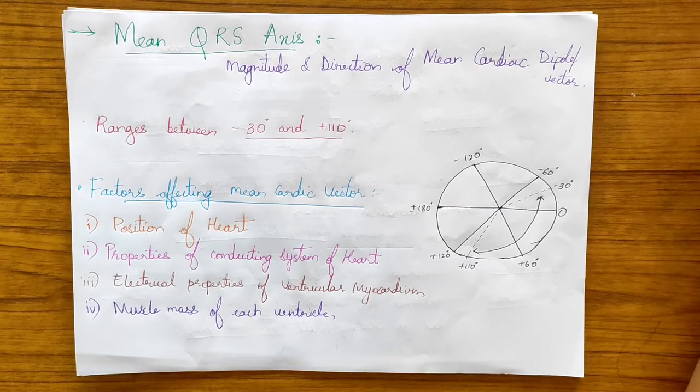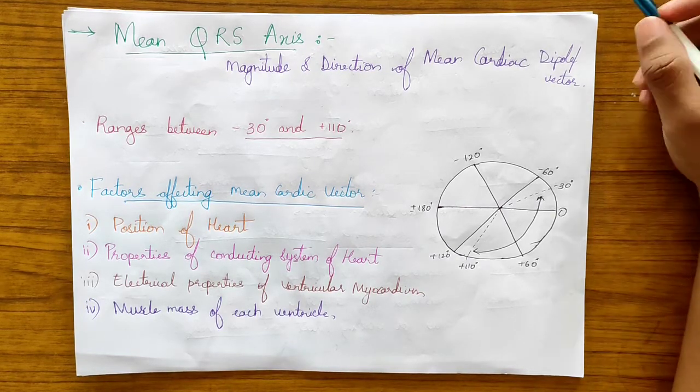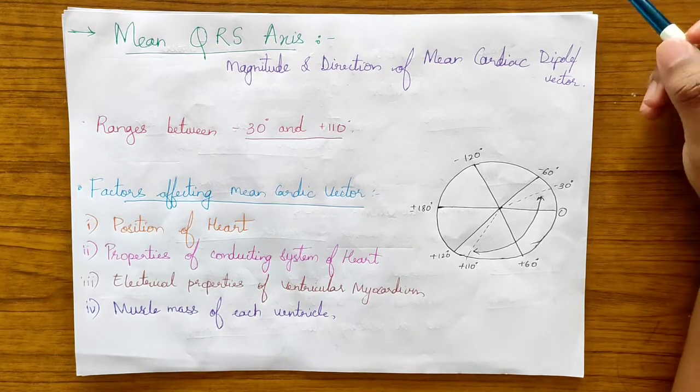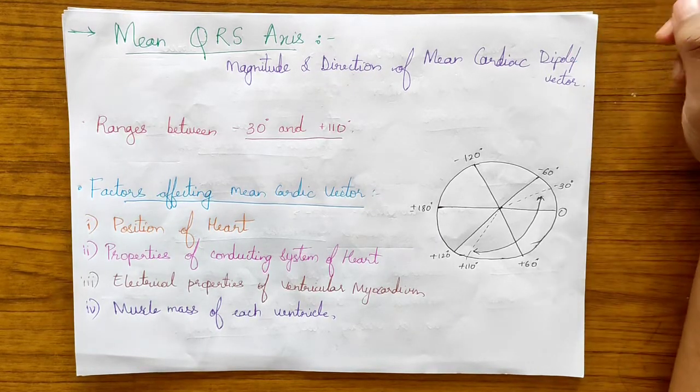The first part I had already uploaded. I will provide the I button link in the video. So let's start this video. In this video I will talk about the mean QRS axis, the abnormalities which can be determined by the ECGs, and His bundle electrogram. So let's start.